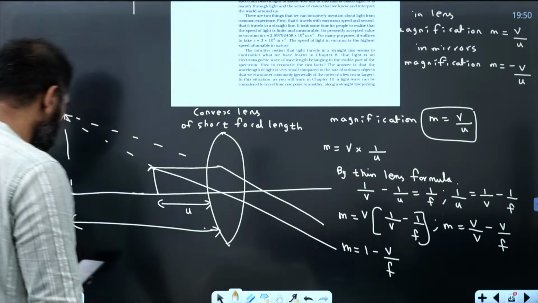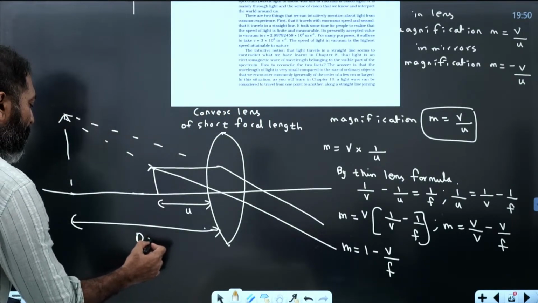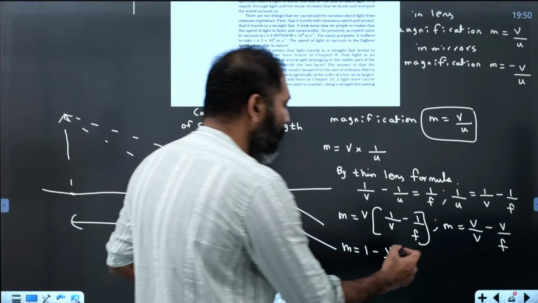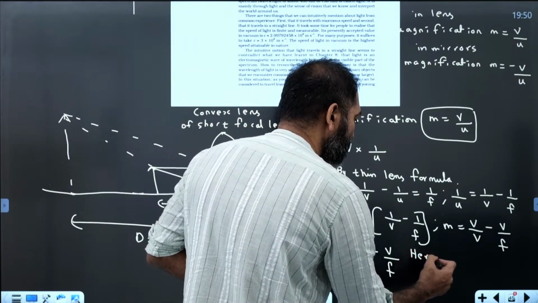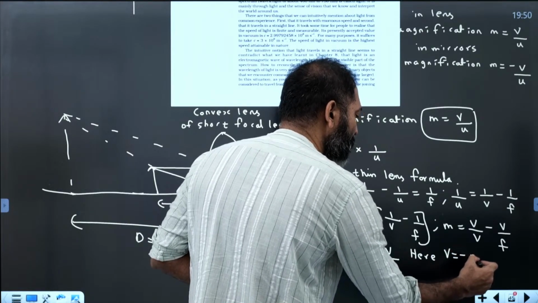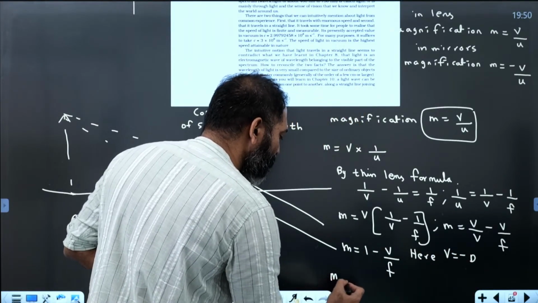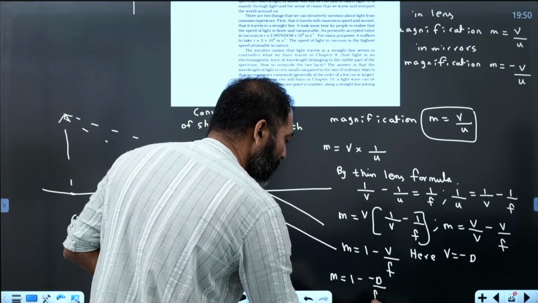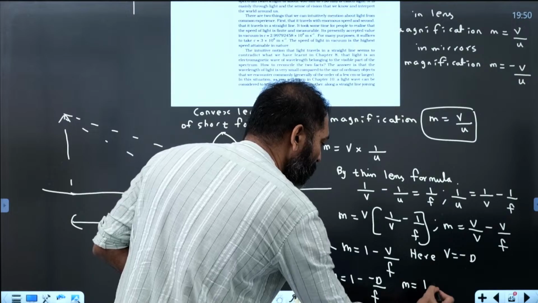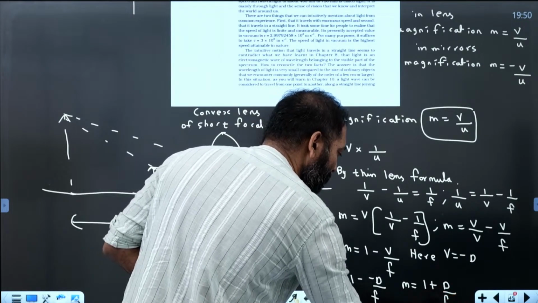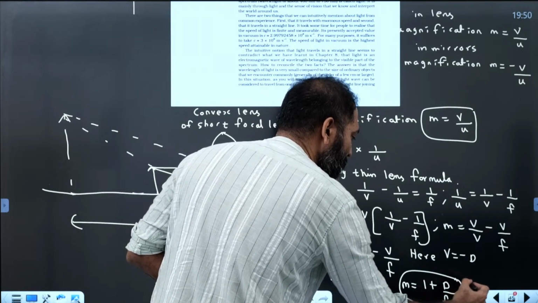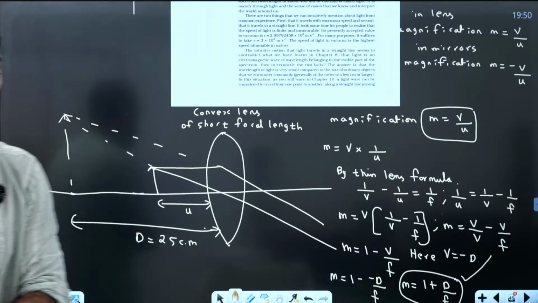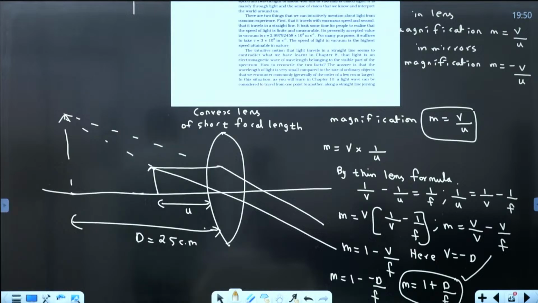Now what is the image distance here? The image is formed at the least distance of distinct vision, which is equal to 25 centimeter. So here the image distance V is equal to minus D. So magnification M is equal to 1 minus, instead of V I am writing minus D by F. So magnification M is equal to 1 plus D by F. This is the equation for magnification in the case of a simple microscope. Any doubts now?